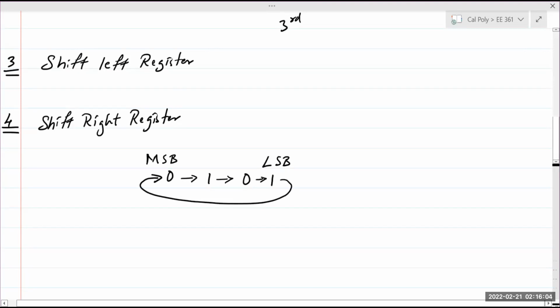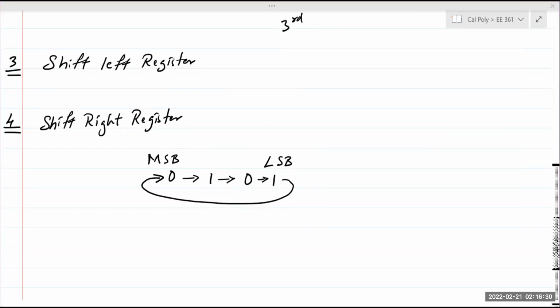So the serial input is coming from the left. That's what it means. Now for every clock pulse, you simply write down what the data contents would be, and then determine the contents of the register after 3 clock pulses. And that's the answer.